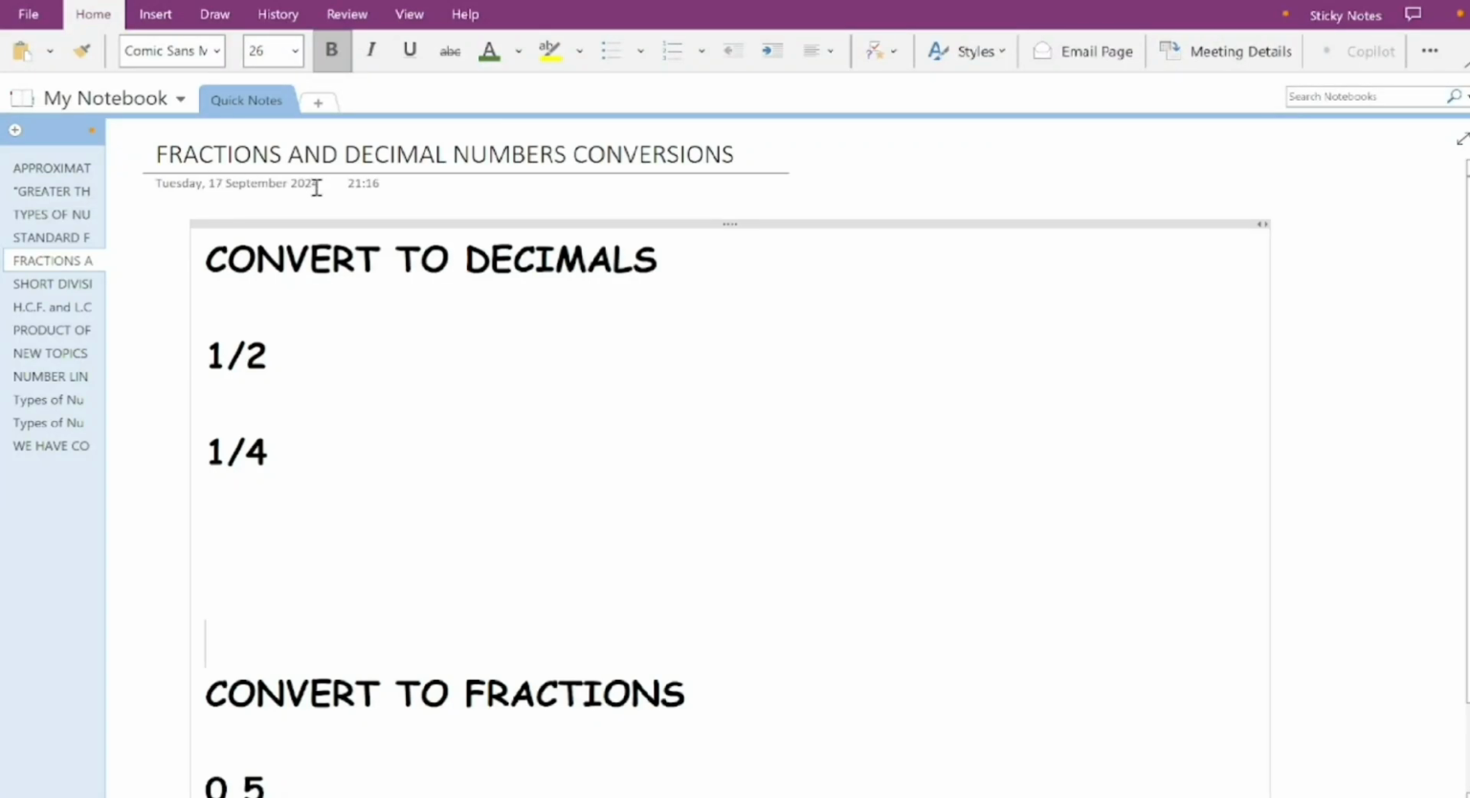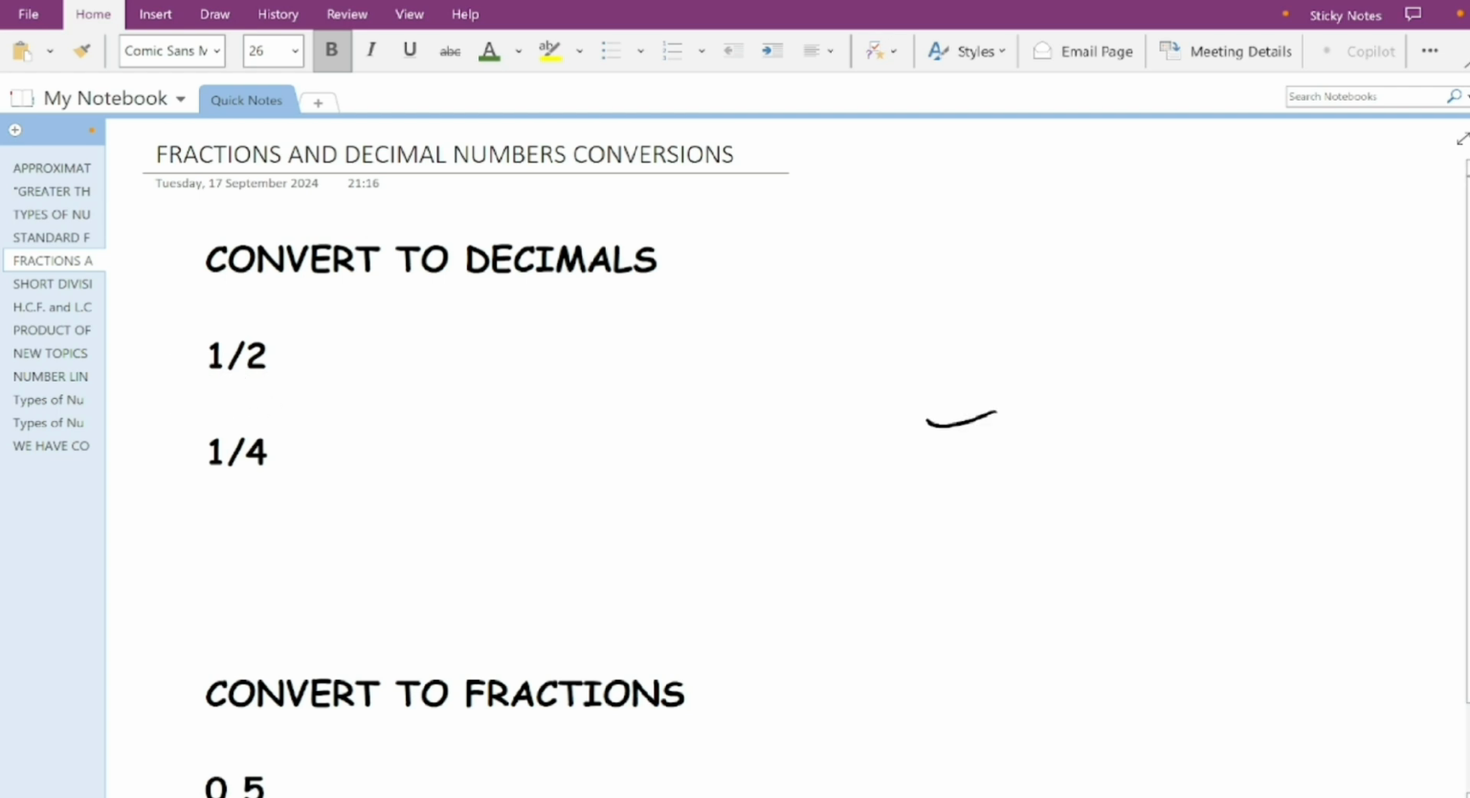This topic is fractions and decimal numbers conversion. That's converting from decimal to fractions and from fractions to decimal. First, we have 1 over 2. Converting 1 over 2 from a fraction to a decimal. So 1 is on top and 2 is below.